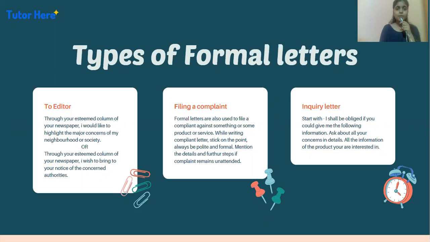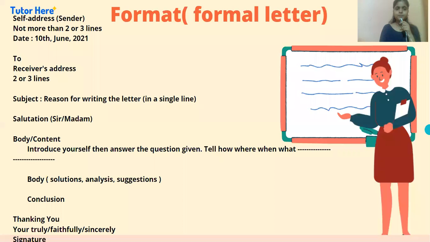We also use formal letters to file a complaint. When writing a complaint letter, stick to the point. Always be polite and formal. Mention all the details and further steps if the complaint remains unattended. We also use formal letters to inquire about something. We start by saying, I shall be obliged if you could give me the following information. Ask about all the concerns in detail, all the information of the product you are interested in.